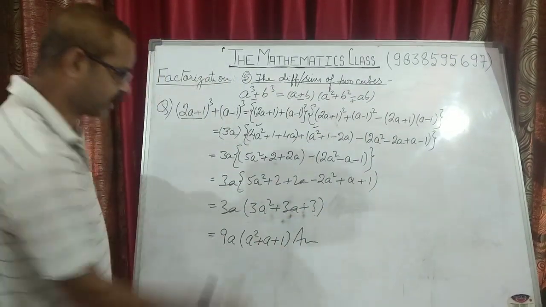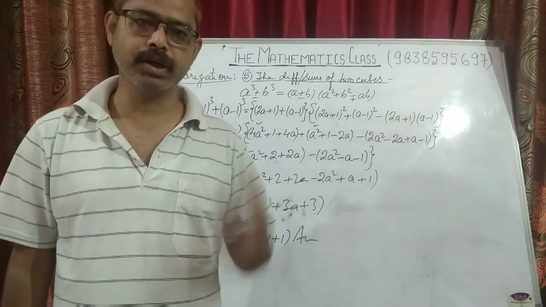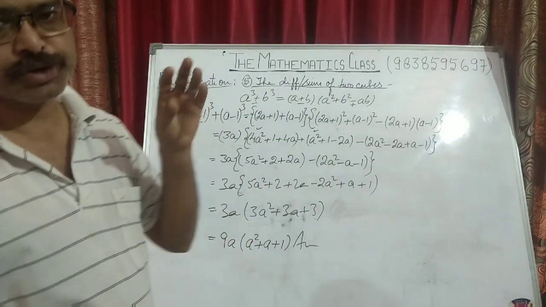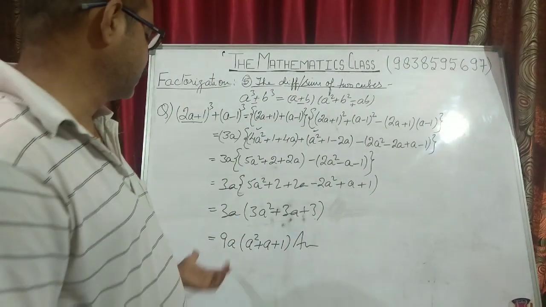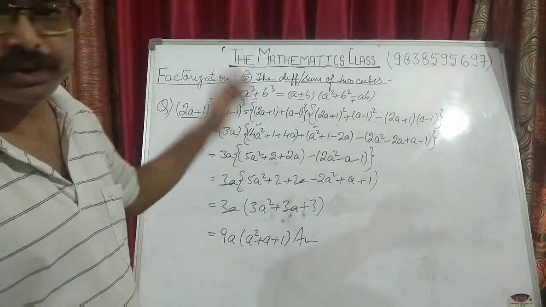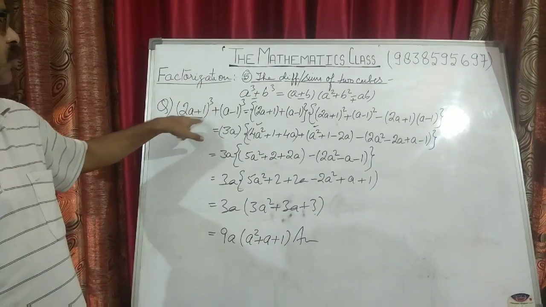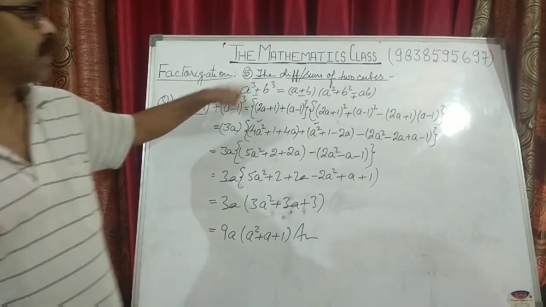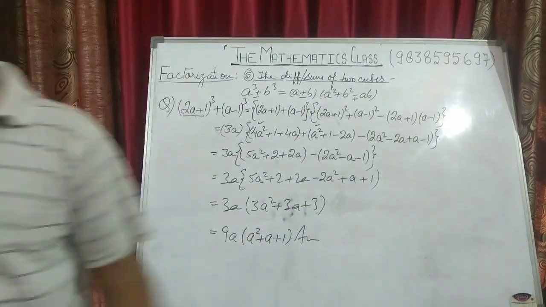So what is the meaning of factorization? That we break a given algebraic expression or a polynomial into the smallest possible terms. Now these are the smallest terms, so this is the factor. This is the factorization of the expression that was given to you as (2a plus 1) whole cube plus (a minus 1) whole cube, using the sum and difference of 2 cubes. Now we'll move on to the next question.